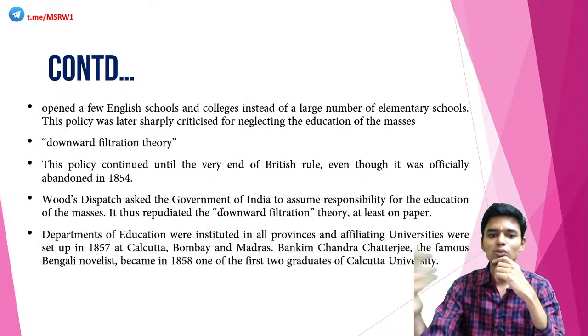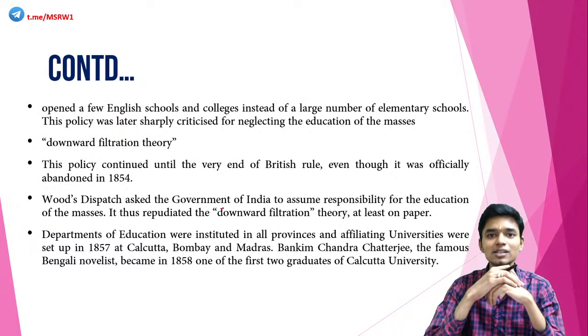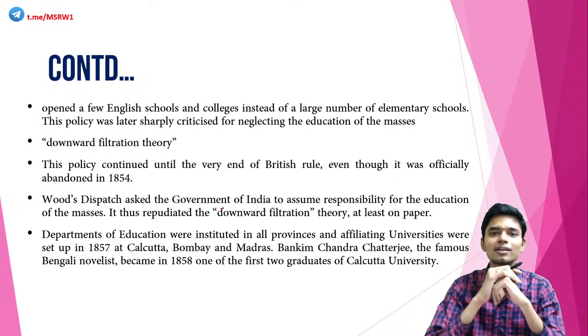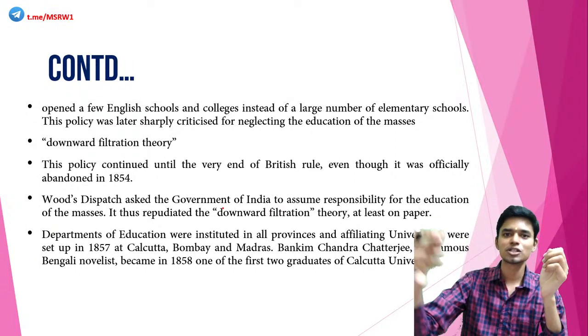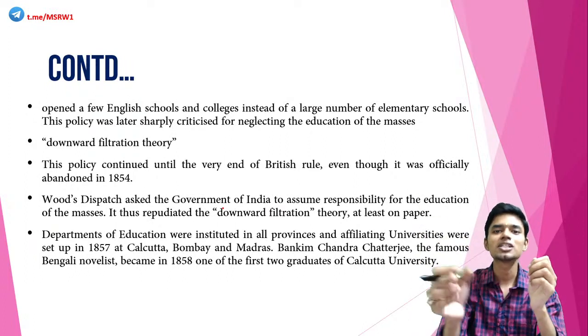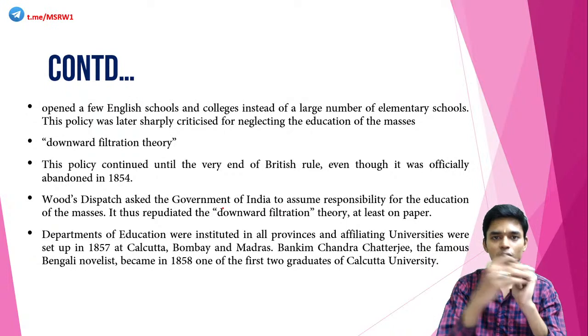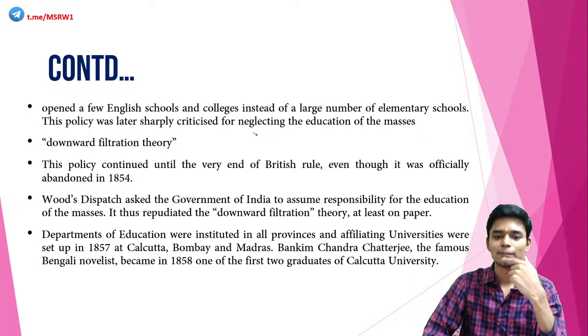So new English schools and colleges were opened in large numbers, but elementary schools were not opening at a high pace. Plenty of higher education institutions also came, but elementary education was left lagging or neglected. Clear? So mass education was completely neglected.